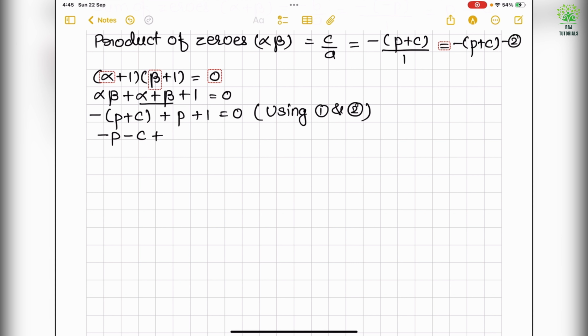So using 1 and 2, I proved this thing. I have put the values. Now opening the bracket, minus p minus c plus p plus 1 equal to 0. So now minus p and plus p got cancelled.